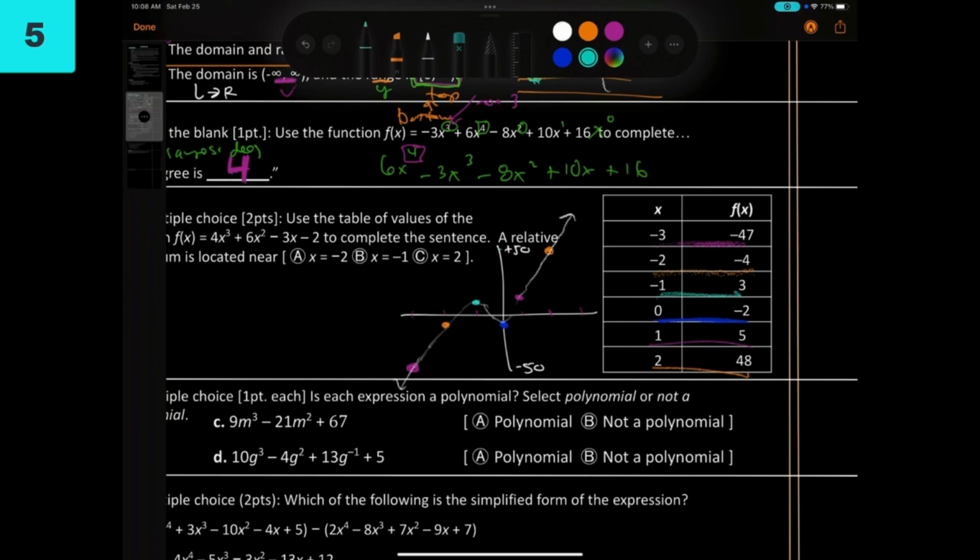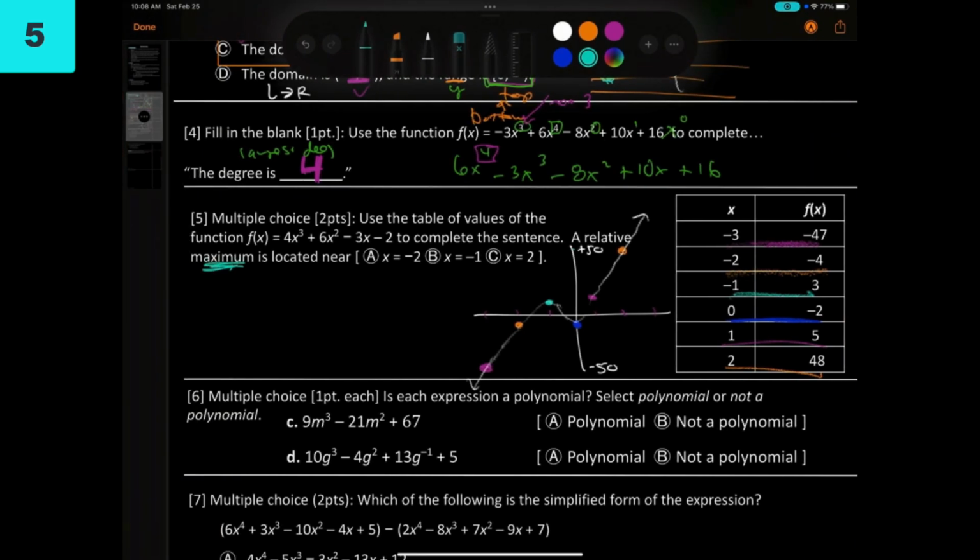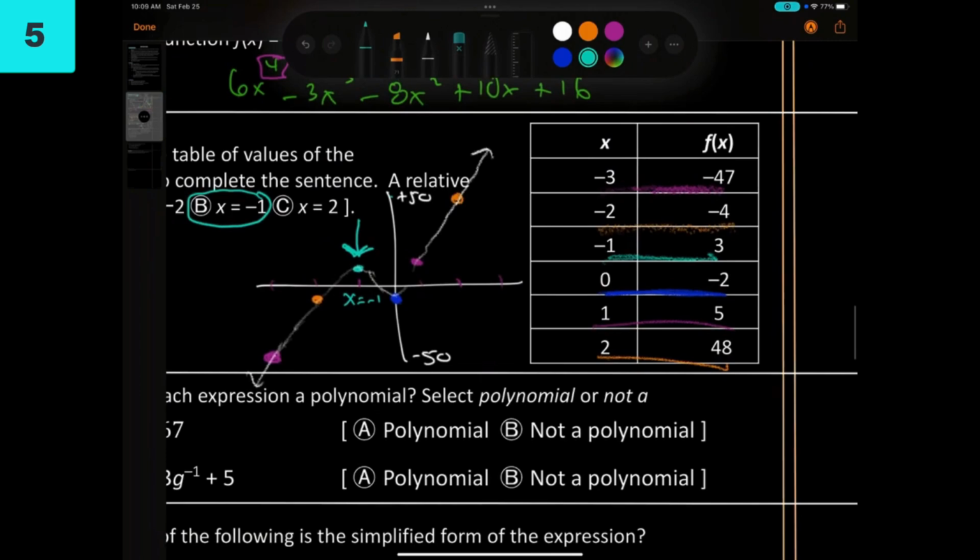And then here we're looking for a relative maximum. And that would actually be this blue point. And this is where x is equal to negative 1 is your correct answer. Now, you might think that 48 is the highest number, so that would be the orange. You're thinking this one. But remember, a maximum is you're going up, then down. It's a mountain, and this one doesn't show a mountain, that's just a straight line.